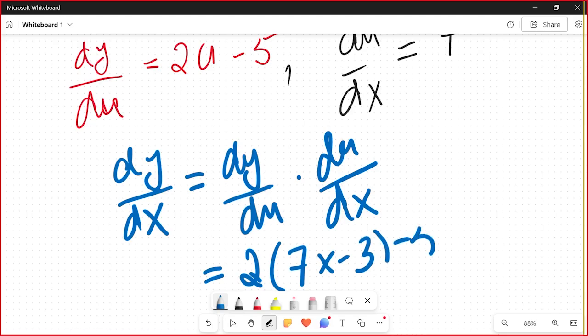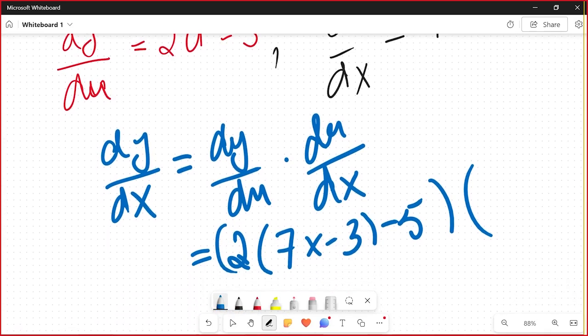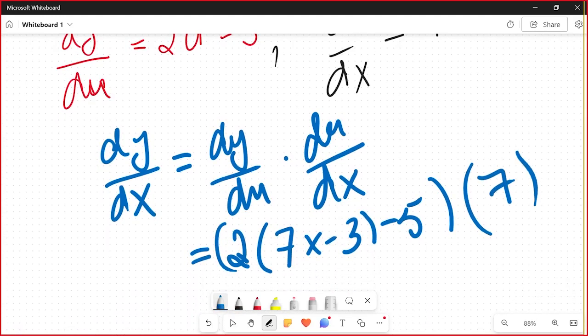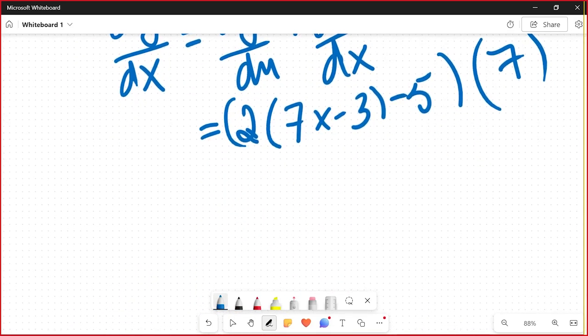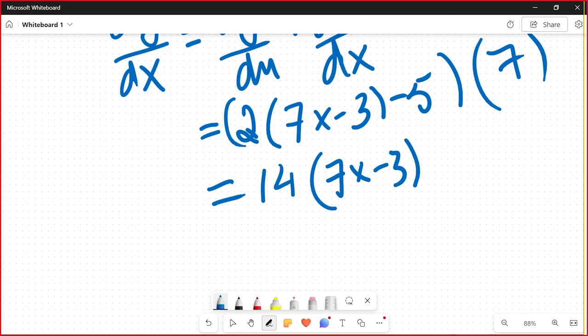Why? Because our answer was 2u minus 5. And then I put this in brackets. Why? We are multiplying by du upon dx, and du upon dx is 7. It's not very complex. So this becomes 7 times 2, which is 14, so 14x. 7 times (14x minus 6), and then minus 35. 7 times 5 is 35.